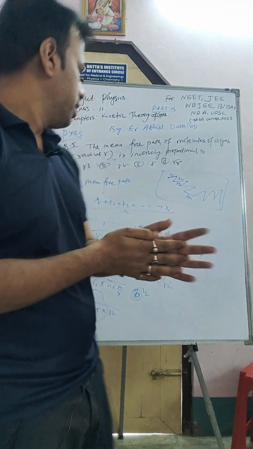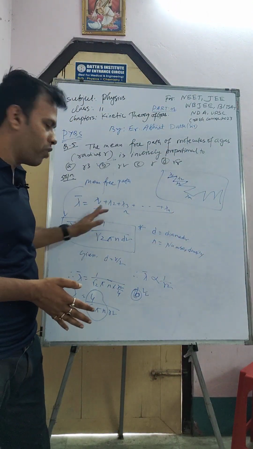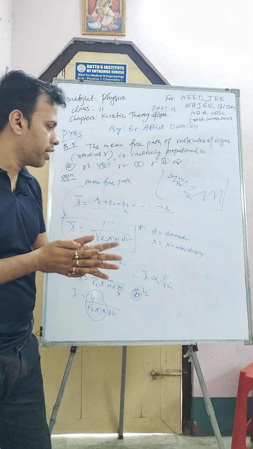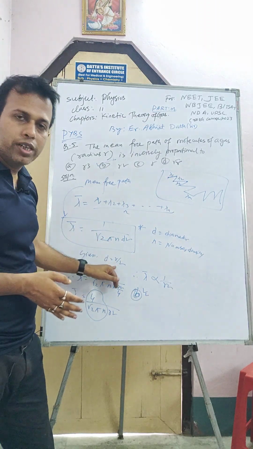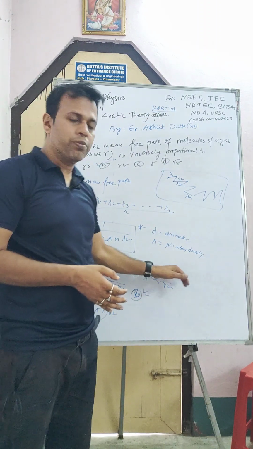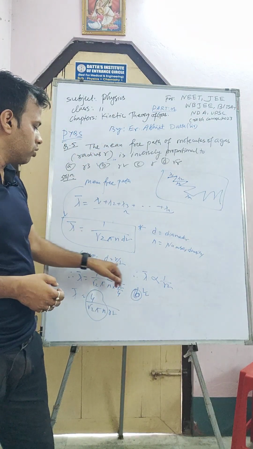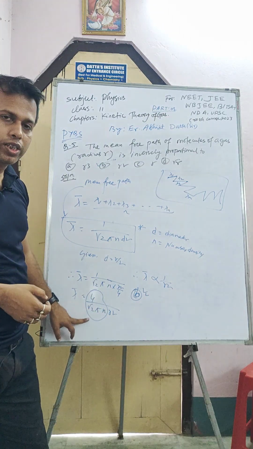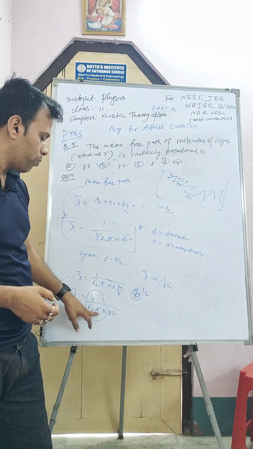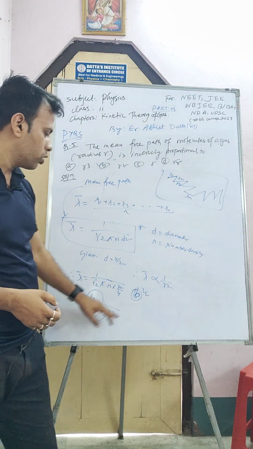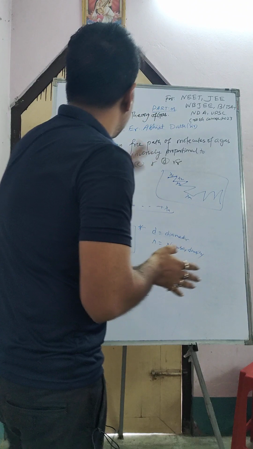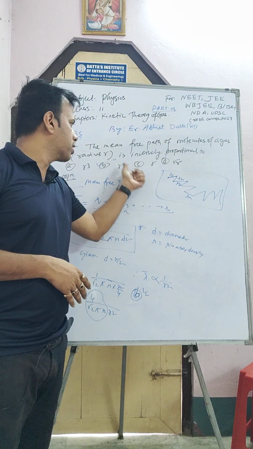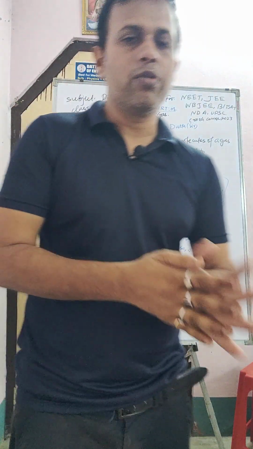So let me explain again. We know that the mean free path lambda bar equals 1 by root 2 pi n d square. d is the diameter and n is the number density. So d is r by 2 here, so lambda bar is proportional to 1 by r square. Now I put here r by 2 whole square, and 4 by root 2 and pi are constant. So lambda bar is proportional to 1 by r square. So we can say the mean free path of a molecule of a gas is inversely proportional to r square. So option B is the correct answer, okay. I hope this is helpful for you.